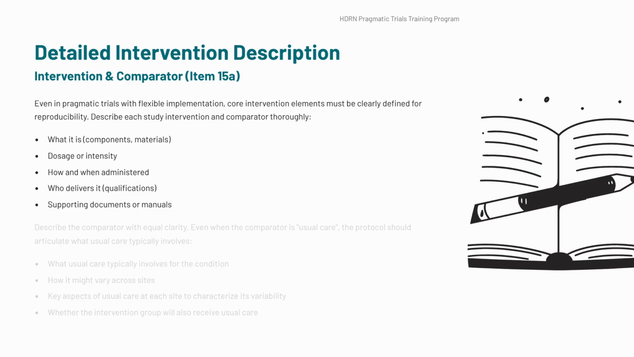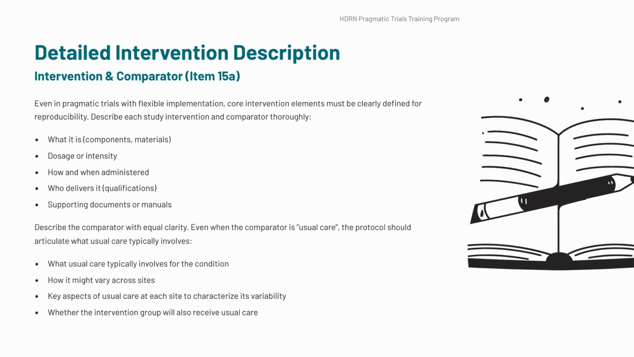In a pragmatic trial, one notable aspect might be to allow some flexibility in how the intervention is delivered, because that's how it might be done in routine care. But you still must define the core elements that cannot change to ensure everyone is roughly doing the same thing. For example, if the intervention is a 5-minute educational video shown to patients, the core might be the video content and that it is shown before discharge. The flexibility might be that one hospital shows it on a tablet, another on a TV screen, and a nurse or a volunteer can initiate it. Next is describing the comparator with equal clarity.